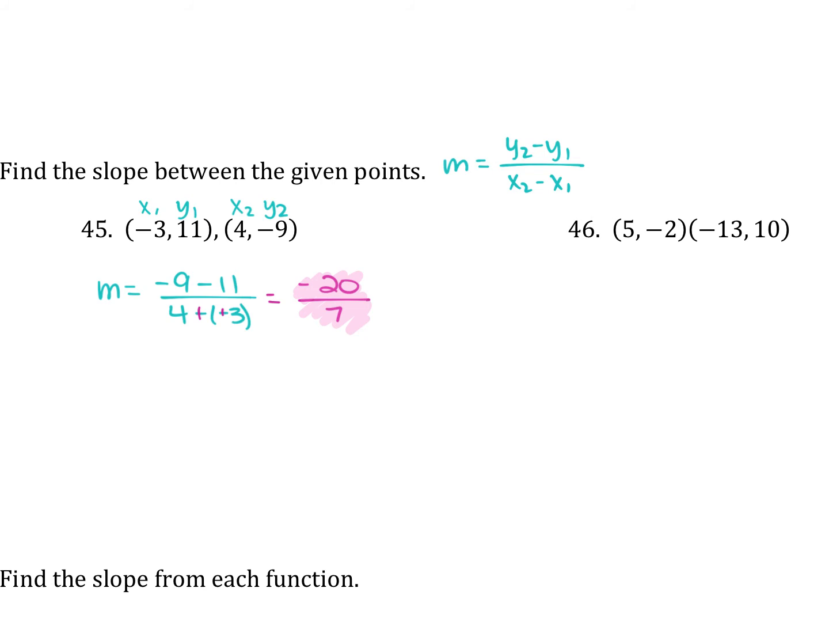For 46, you have (5, negative 2) and (negative 13, 10). So this is going to give us m is equal to 10 minus negative 2 over negative 13 minus 5. Your two negatives turn into positives, so that's 12 over negative 18. These are both divisible by 6. The 12 becomes 2. The negative 18 becomes negative 3. So it is negative 2 over 3 for your slope.